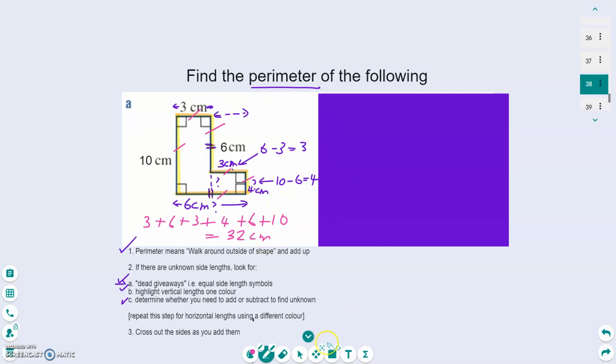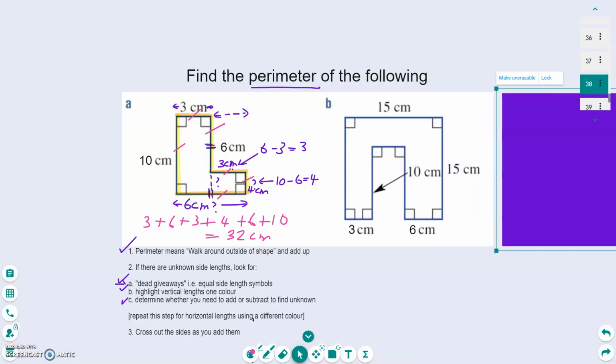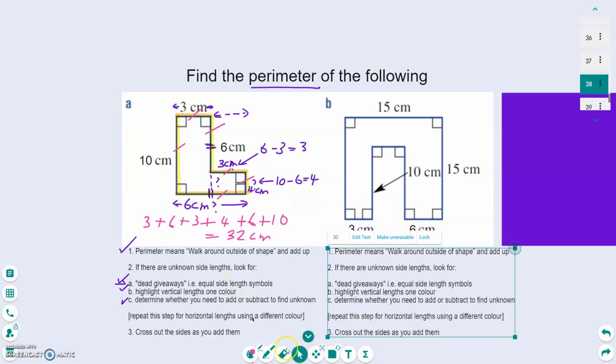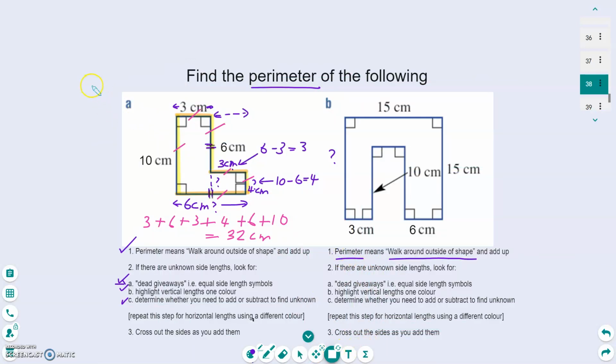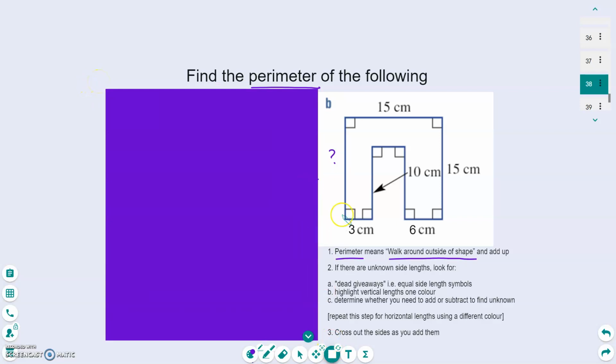So this probably won't make sense the first time. That's why we've got a few examples to go from. And we just follow this process yet again. Perimeter means walk around the outside of the shape. Oh no, we've got some missing side lengths. Sometimes they draw arrows to things and it's kind of hard to see. So what I'm actually going to do is cover up this side. We're just going to start afresh here.